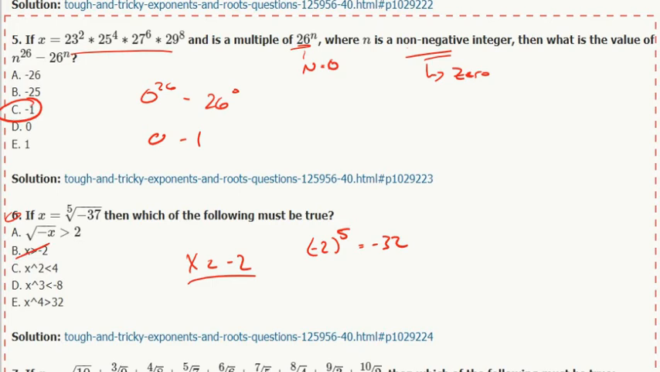X greater than negative 2, no. X squared less than 4. That's not true, right? When I square the whole thing, if x is negative 3, for example, that squared is not less than 4. X to the 4th greater than 32, not quite. X cubed less than 8. That's going to be true. So I cube this whole thing, I get x cubed is less than negative 8.